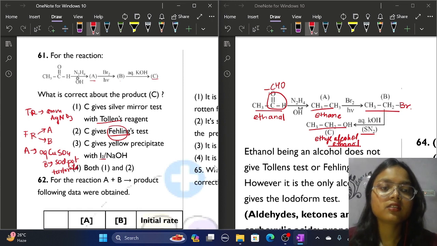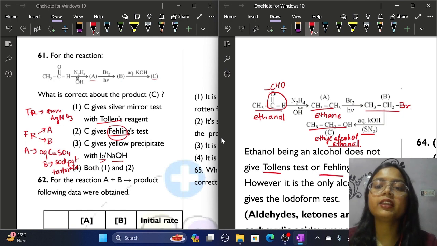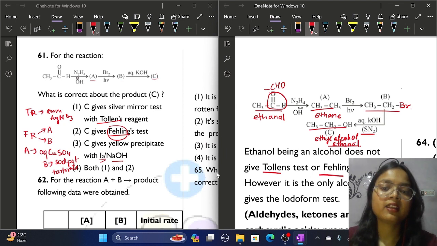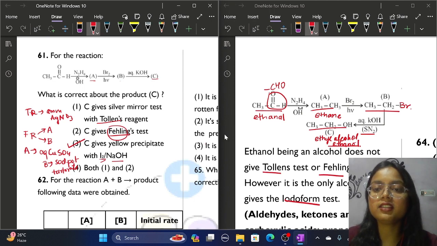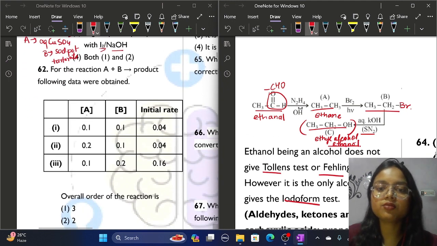Iodoform is the reaction with iodine and NaOH. So we have to see that the alcohol... Tollens' and Fehling's tests only give a test for the aldehyde group which is present. It does not give the test for alcohol. But here alcohol can give the iodoform test. So option C will be correct, that the alcohol which is formed in the reaction, the product C, gives the iodoform test.